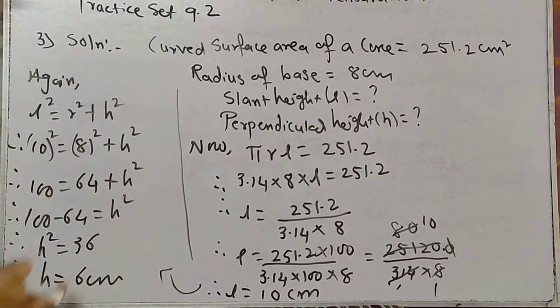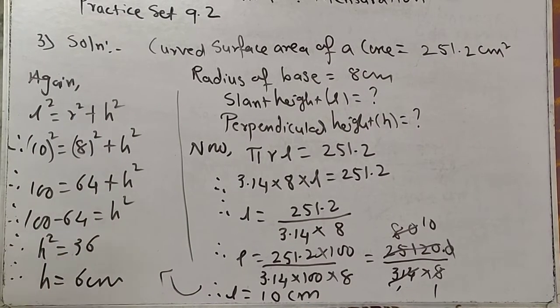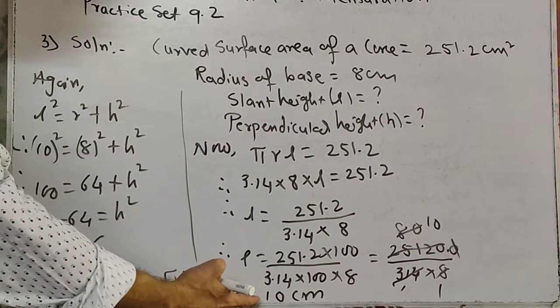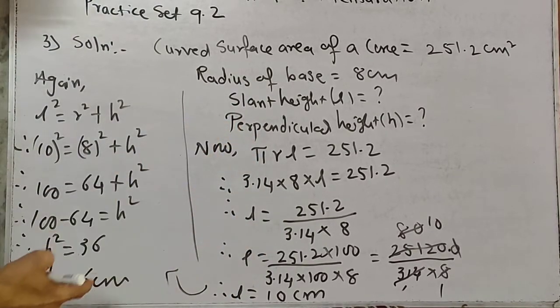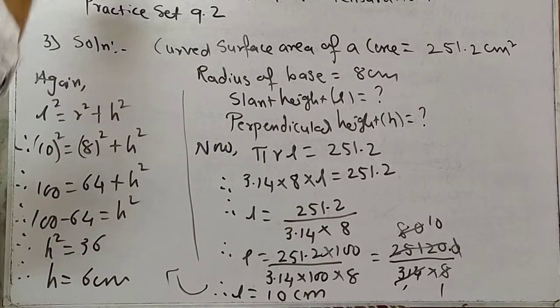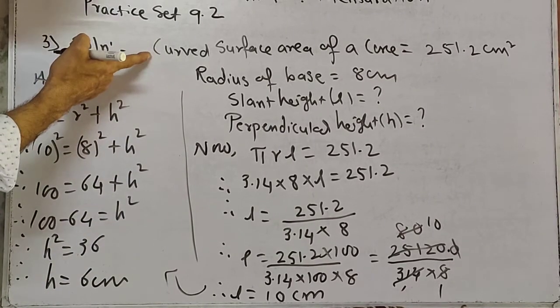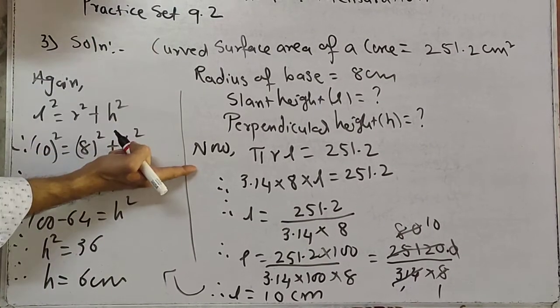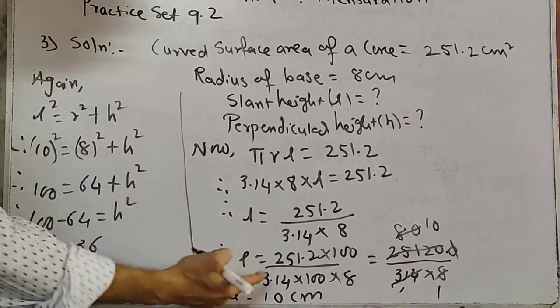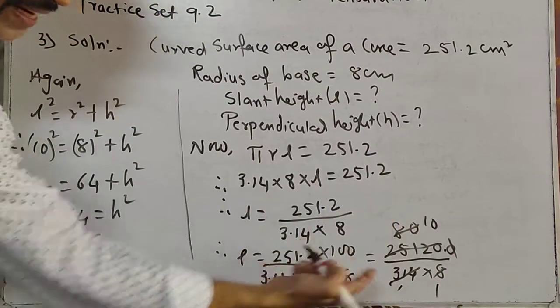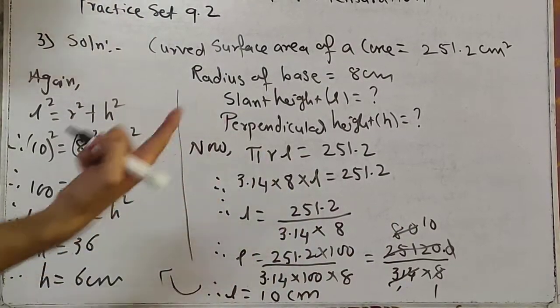So after getting the answer, you have to write the last statement. Slant height is 10 centimeter and perpendicular height is 6 centimeter. Okay, so sum is same like how we have solved, only the formula is changed. इसमें curved surface area का formula लेने का, and cancellation is also very easy. 314 के table में जाता है 8 जा मतलब 80. Okay, 8 times 80. Very easily you got the answer.